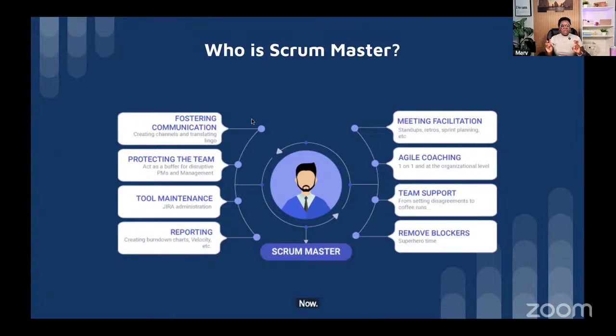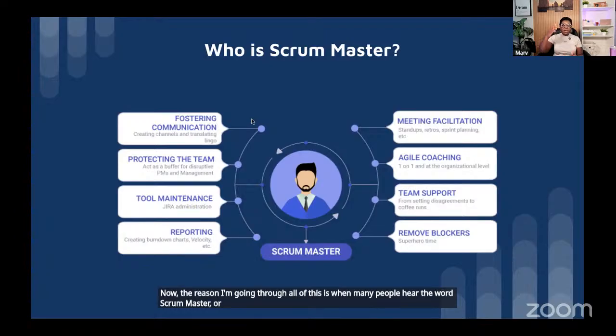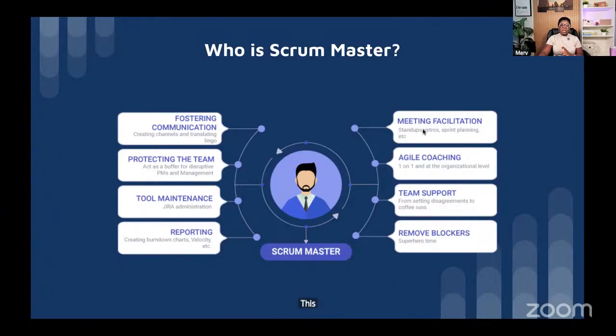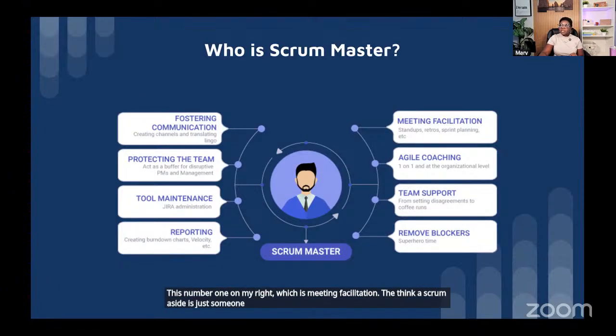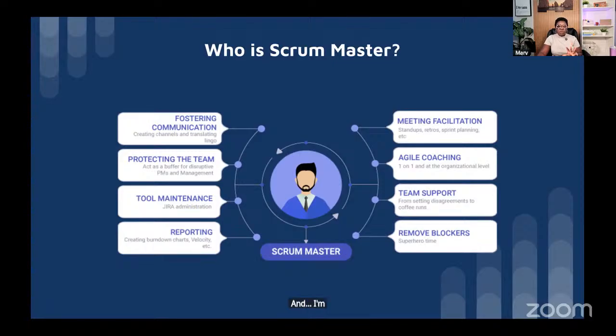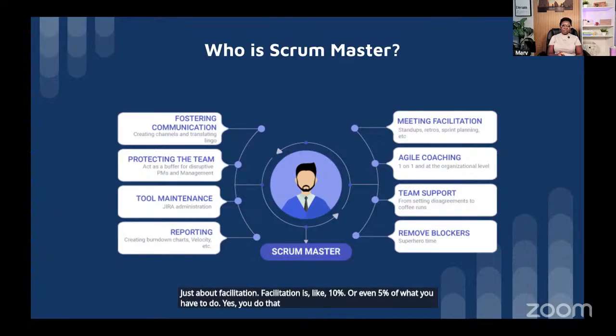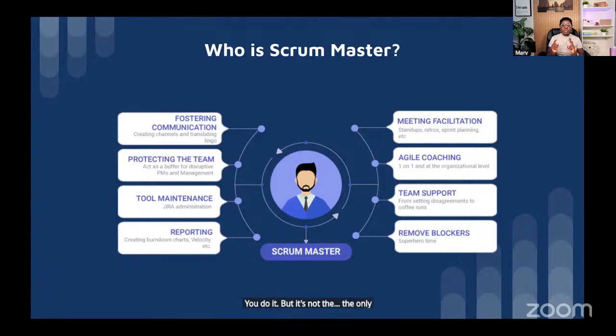Now, the reason I'm going through all of this is that when many people hear the word Scrum Master, they think about number one on my right, which is meeting facilitation. They think a Scrum Master is just someone that facilitates meetings all the time. I'm sharing all of this so you know it is not just about facilitation. Facilitation is like 10% or even 5% of what you have to do. Yes, you do that almost every day. But it's not the only thing that you do as a Scrum Master.